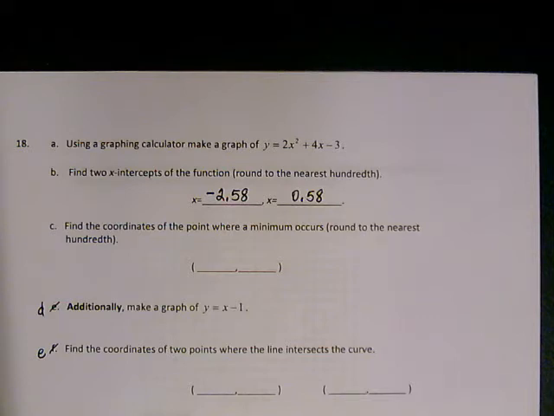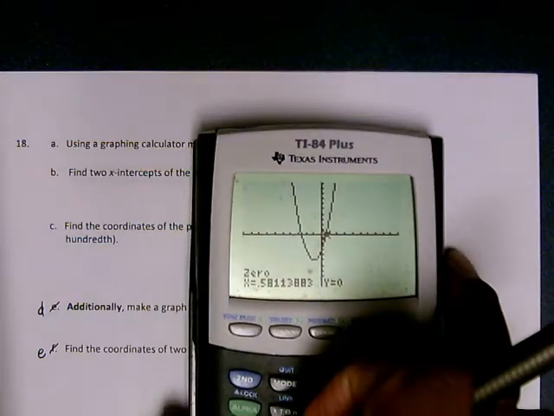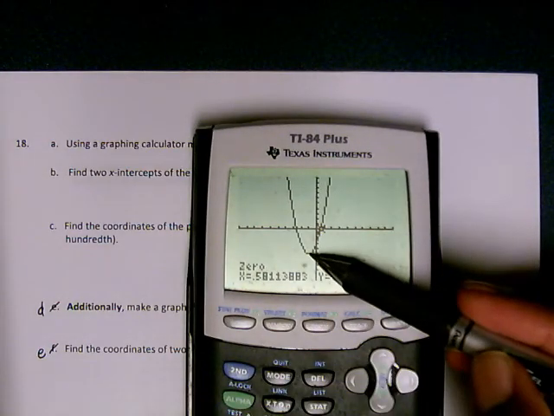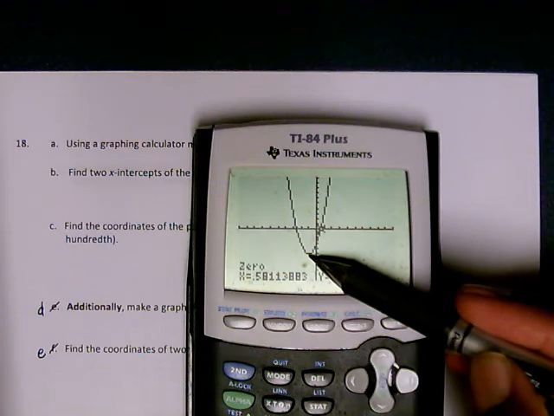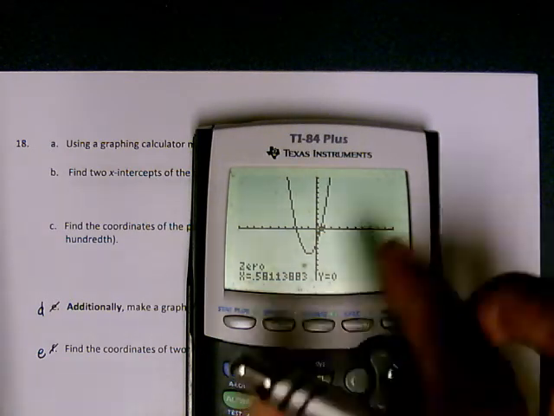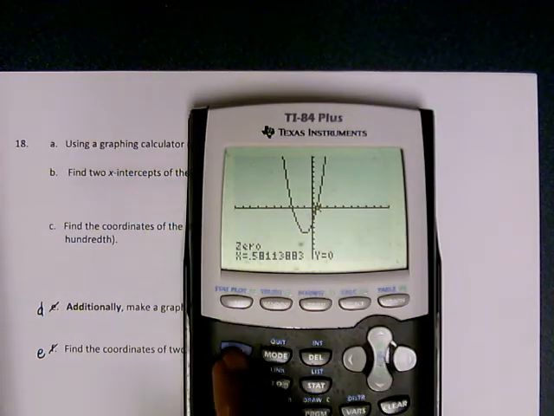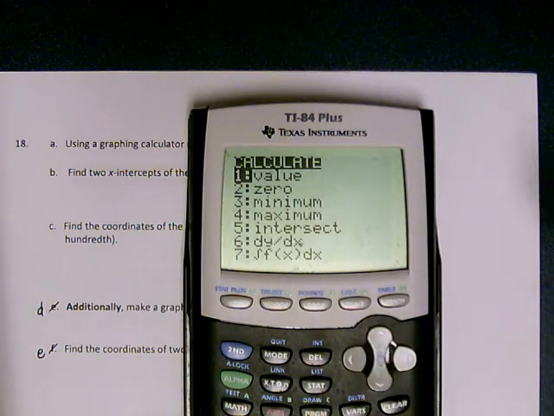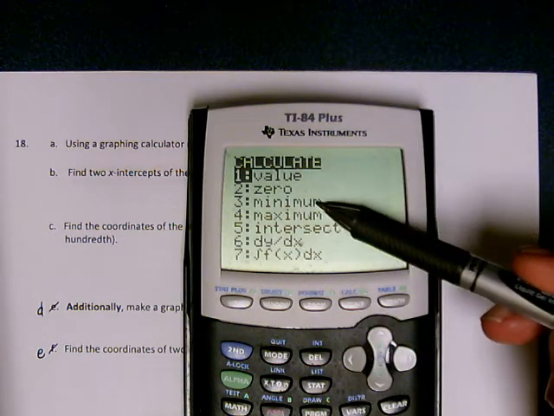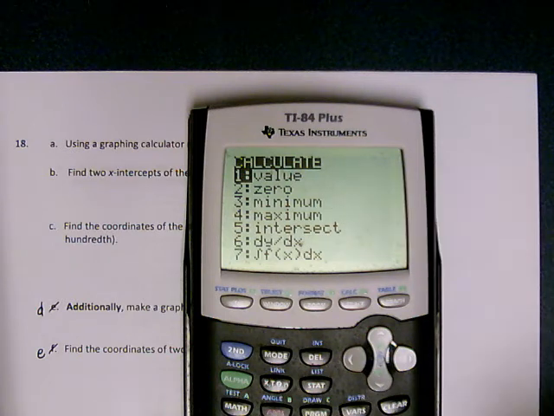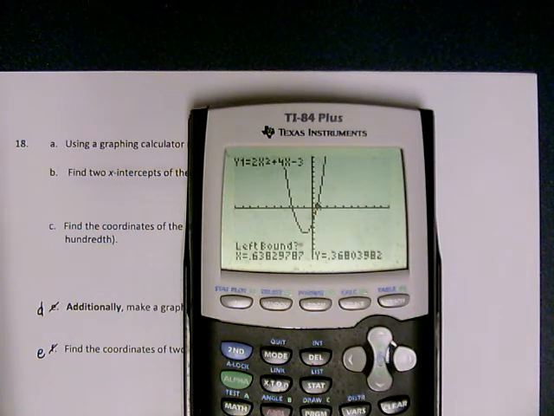Okay, so that was part B, finding the two x-intercepts. Part C is to find the coordinates of the point where the minimum occurs, and you're going to round to the nearest hundredth. In other words, we want the lowest point on this graph. So to get that, we're going to press second and then trace again. This time, under the calculate menu, we're going to select menu item number 3, which says minimum. So we select number 3.